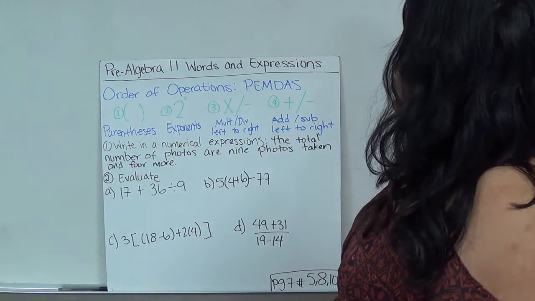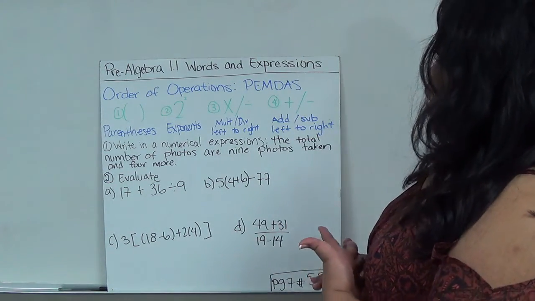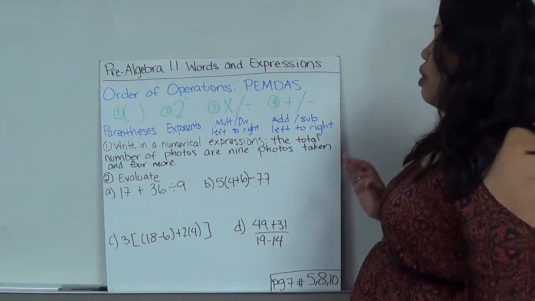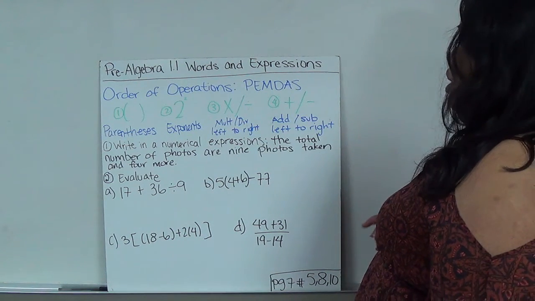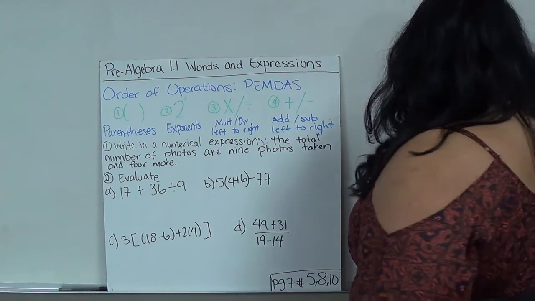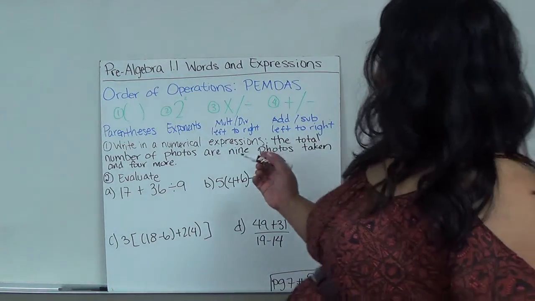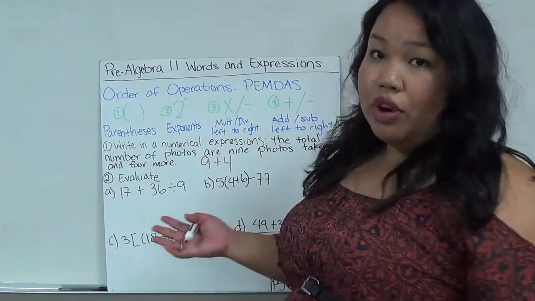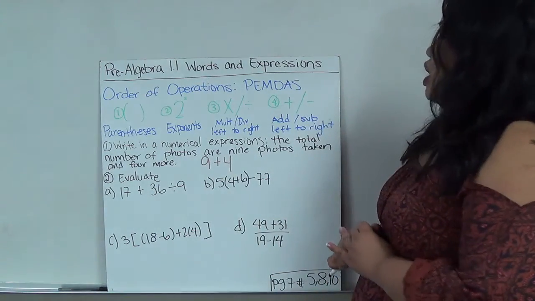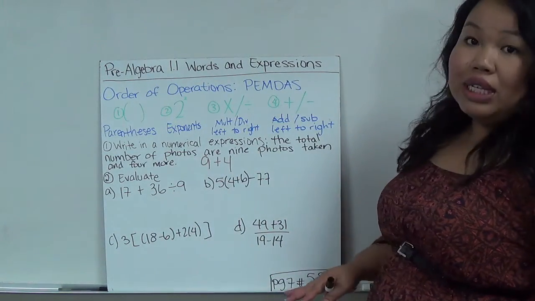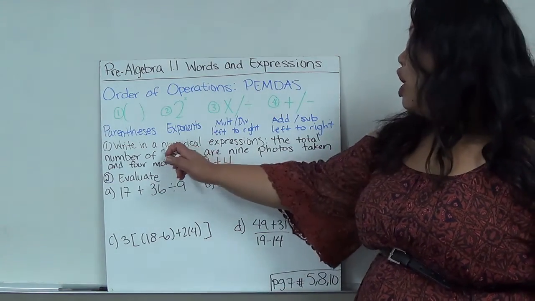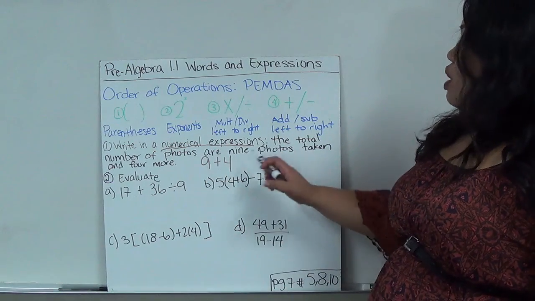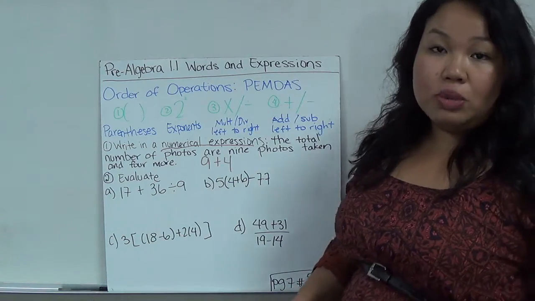So, number 1 asks us to write a numerical expression for the following. The total number of photos are 9 photos taken and 4 more. So basically you have 9 photos that are already taken plus 4 more. Now, the total number of photos is 9 plus 4, which is 13. But it's not asking for the answer. They want you to write a numerical expression. So 9 plus 4 would be your numerical expression.